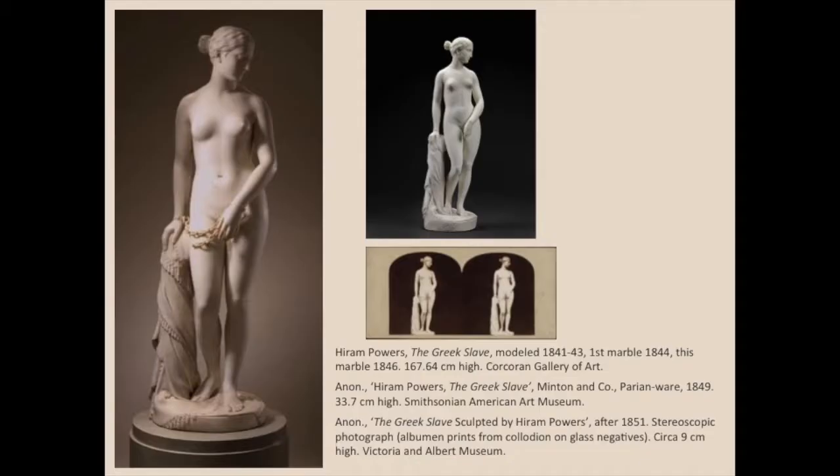So here you've got the Greek Slave. That's a photograph of, in fact, one of the originals. The one next to it is a Minton Parian-ware statuette. Below it, there is a stereoscopic photograph. And then on the right, I've just added a stereoscopic photograph of the statuette. So why would anybody want to buy the stereoscopic photograph of the statuette if you could buy the stereoscopic photograph of the actual statue?